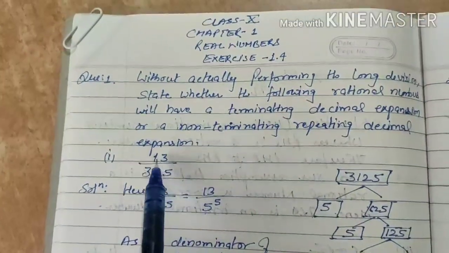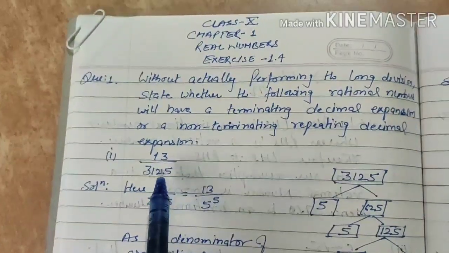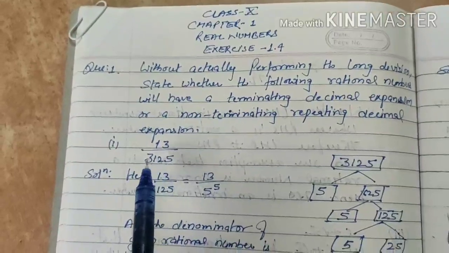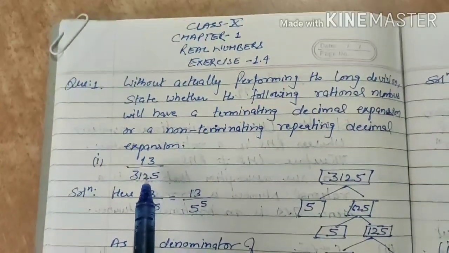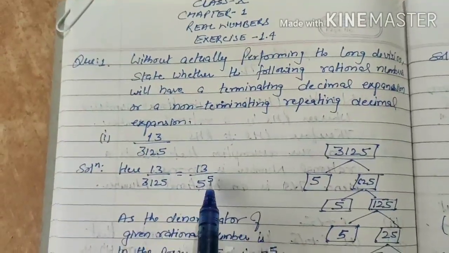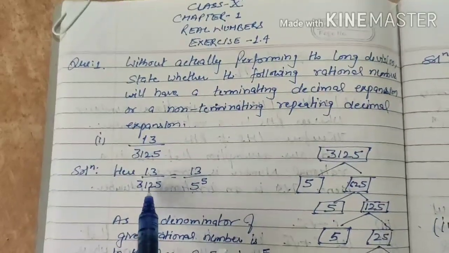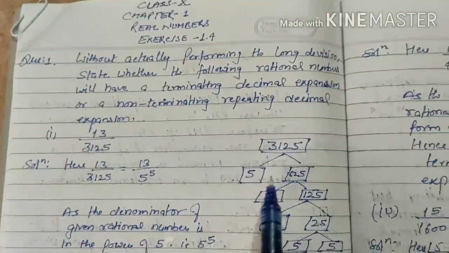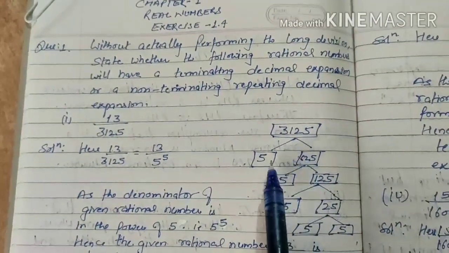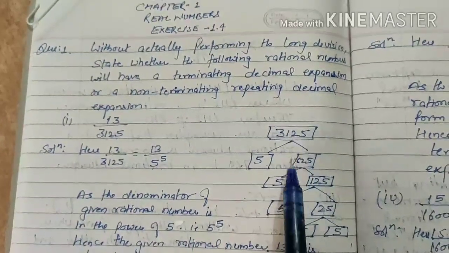We have the first part as 13 by 3125. We are to check whether the given rational number has a terminating or non-terminating decimal expansion. Here 13 by 3125 can be written as 13 by 5 raised to power 5. How? For this you must do the prime factorization of 3125. The last digit is 5, so we proceed with dividing 3125 by 5, which becomes 625.